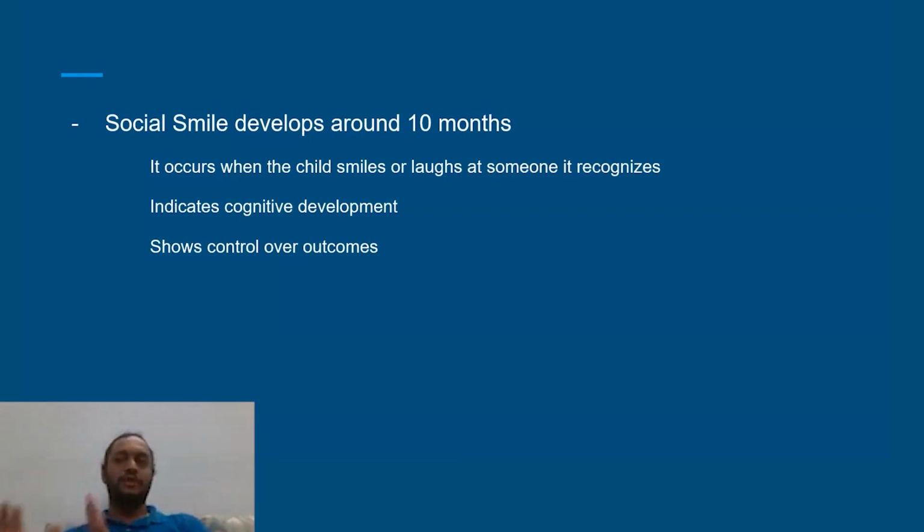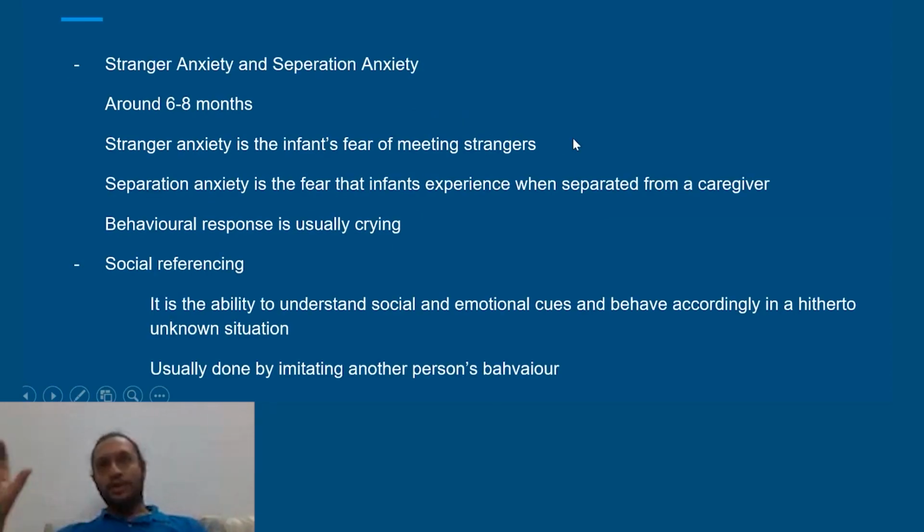It will not show this same reaction to somebody new after the 10th month, right? Around the sixth month, eighth month, and actually until somebody goes to school for the first time, they engage in stranger anxiety and separation anxiety.